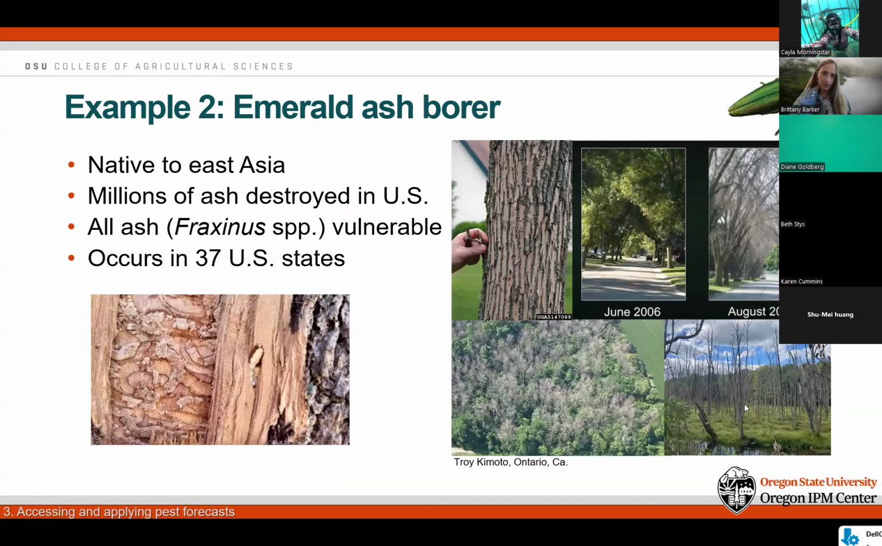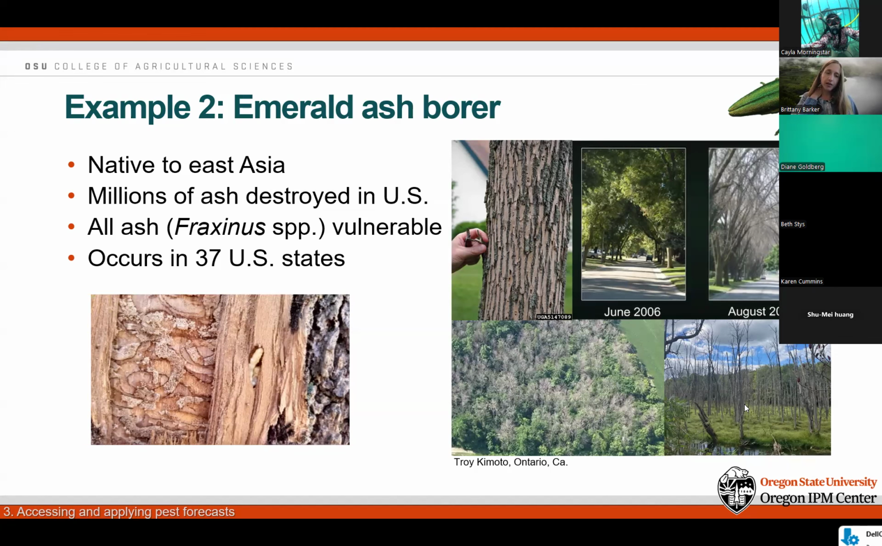Okay, so the second species that is becoming more problematic in the southeastern US as well as other parts of the US is the emerald ash borer. So, EAB, emerald ash borer, is considered to be the most damaging forest pest in North America. It's known to be present in 37 US states and 6 Canadian provinces. It's native to East Asia. Millions of ash have been destroyed since it was first found in Michigan in 2002. All ash species are vulnerable.